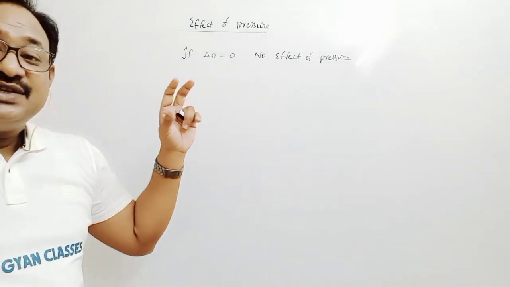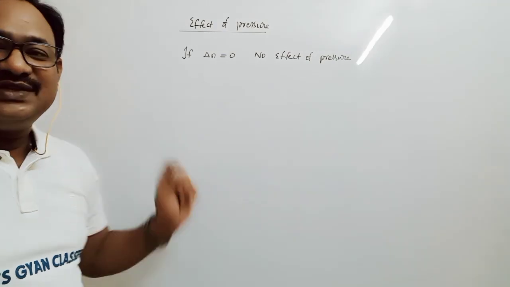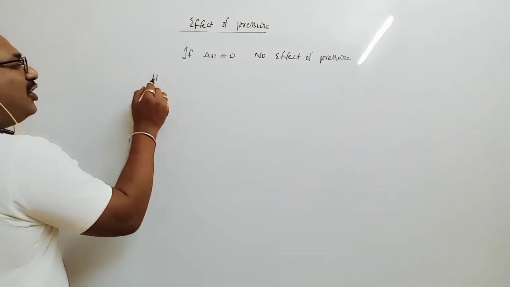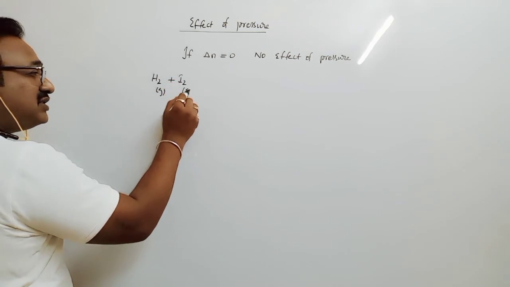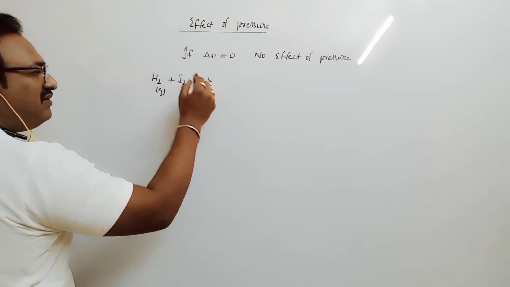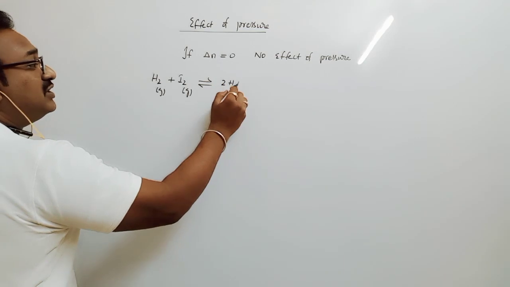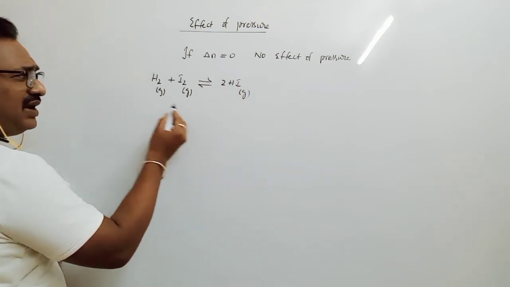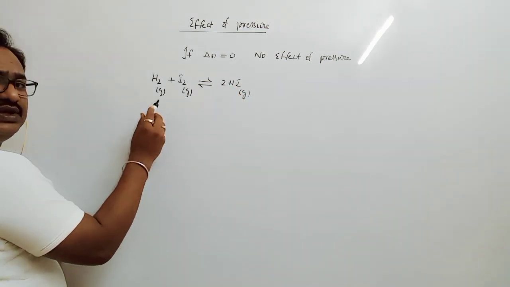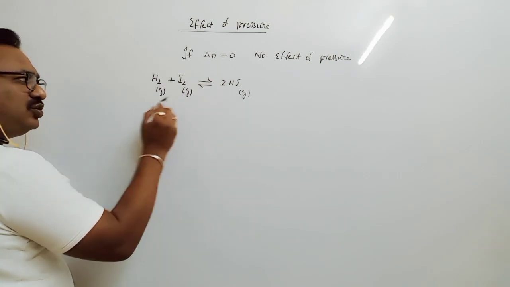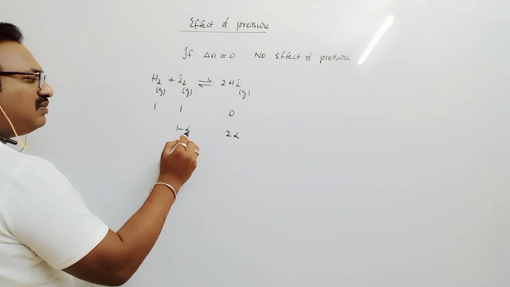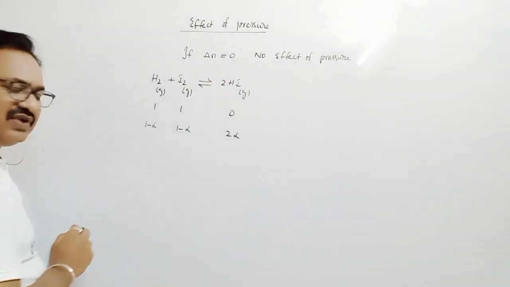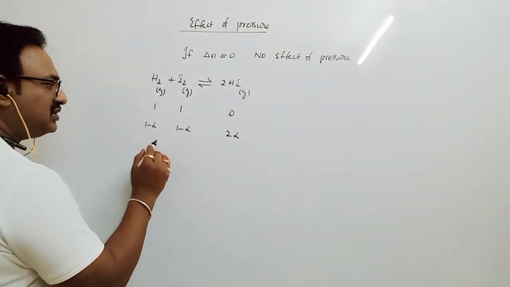Okay. Sir, ऐसा क्यों sir? Why sir? See, already we explained about degree of dissociation in previous class, right? So let me go through that point again. Just to take like this, H2 plus I2 gives rise to 2 HI. Initially 1 mole, 1 mole, 0 mole. At equilibrium 1 minus alpha, 1 minus alpha, 2 alpha. These are the number of moles.